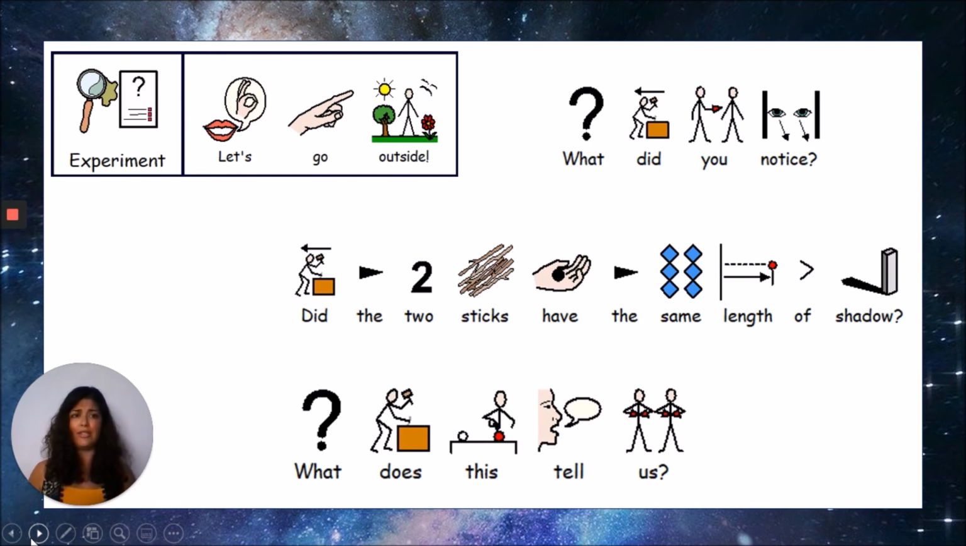So what did you notice? Did the 2 sticks have the same length of shadow? They didn't. No, they didn't. The one on the right had a shorter shadow than the one on the left. So what does this tell us? Well, it tells us that the Earth is round.